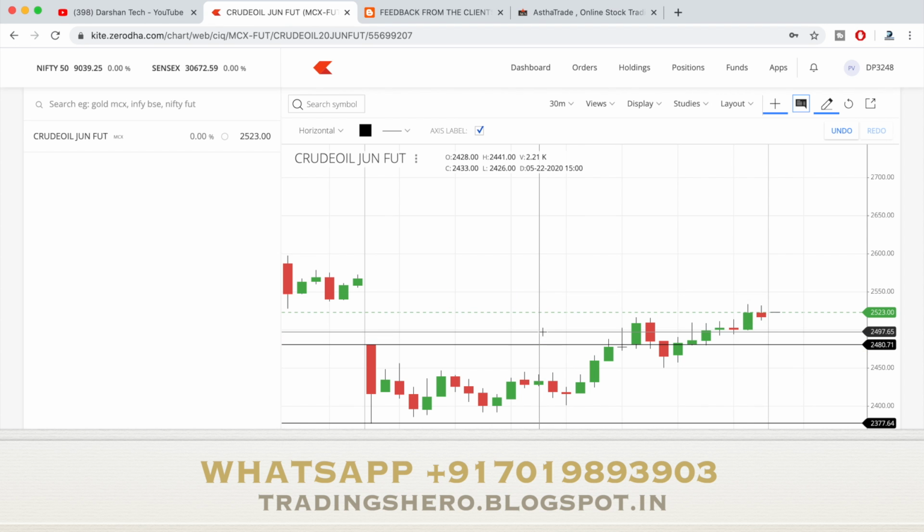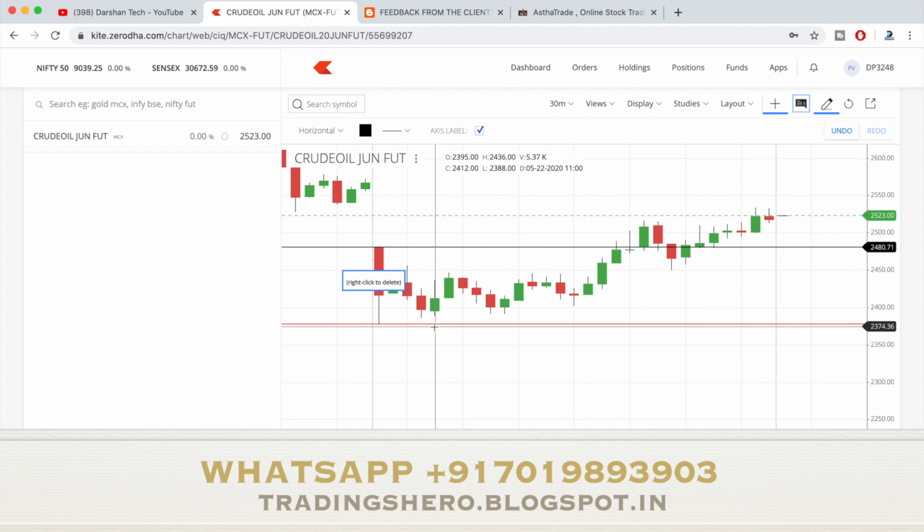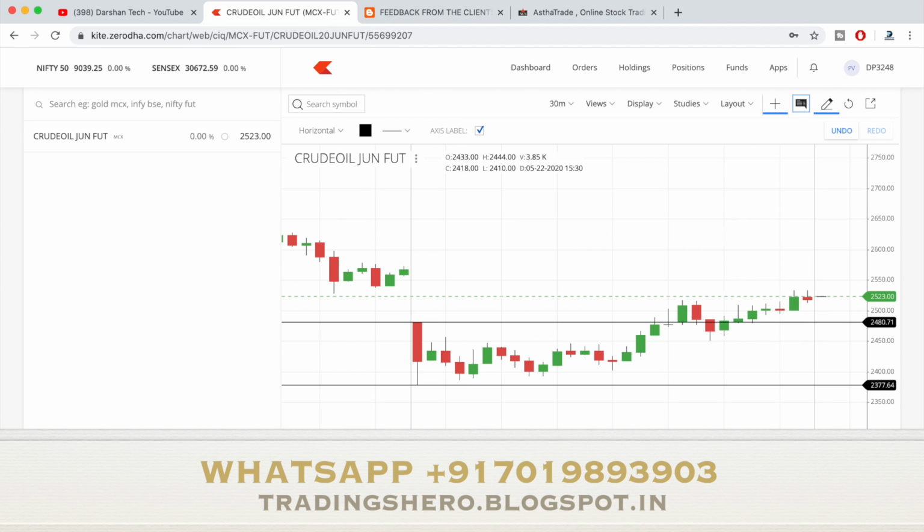Okay, so this is a strategy, and this is working and having pretty decent accuracy, so you can backtest it and then trade on this.